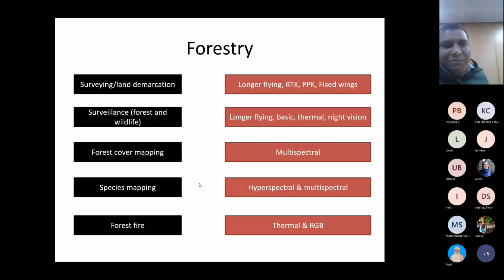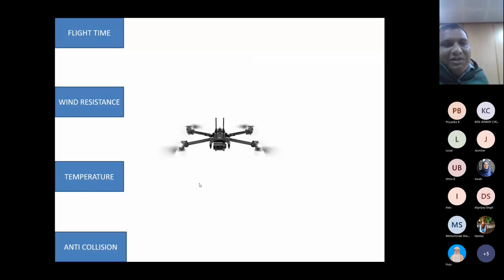So what we prefer in forestry is a better flight time. Drones with 30 or 40 minutes are not sufficient. Practically, after using them for nearly 4-5 years, we need higher endurance drones, and they should resist wind.